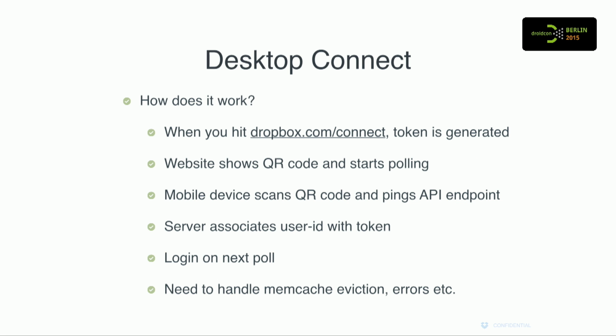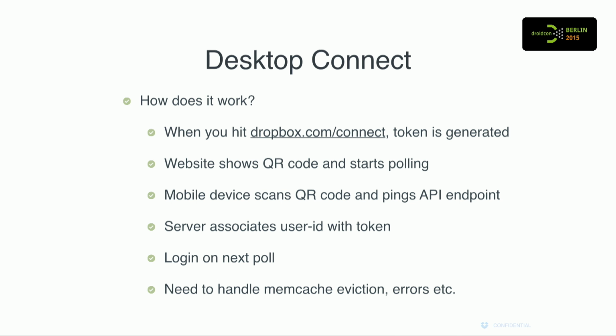And on the computer, when you go to dropbox.com/connect, that token is generated, and the website shows you the QR code. And it starts polling the backend, saying, hey, has the user completed the second half of the flow on their phone? And then when you point your phone at the screen, we have the camera going. It scans the QR code. We get the URI out of it, and we ping the server endpoint.